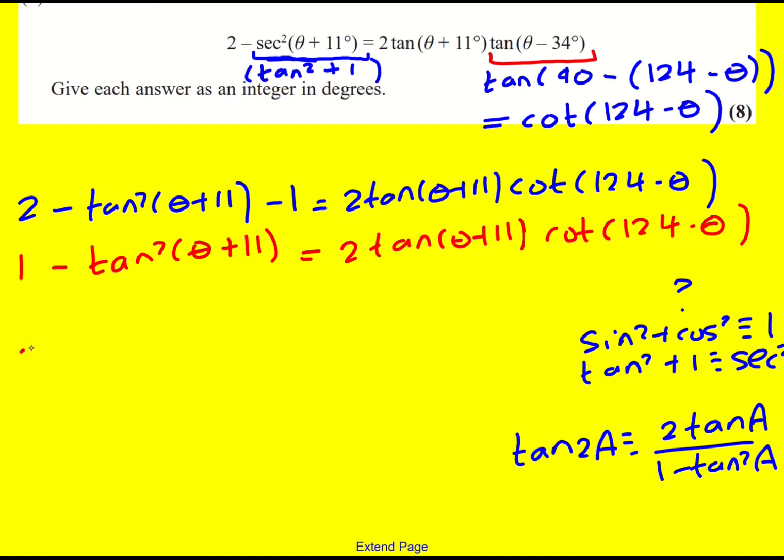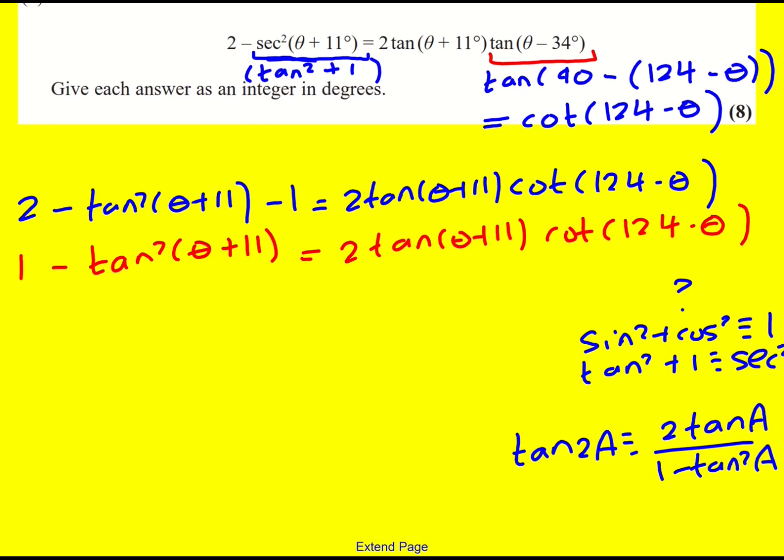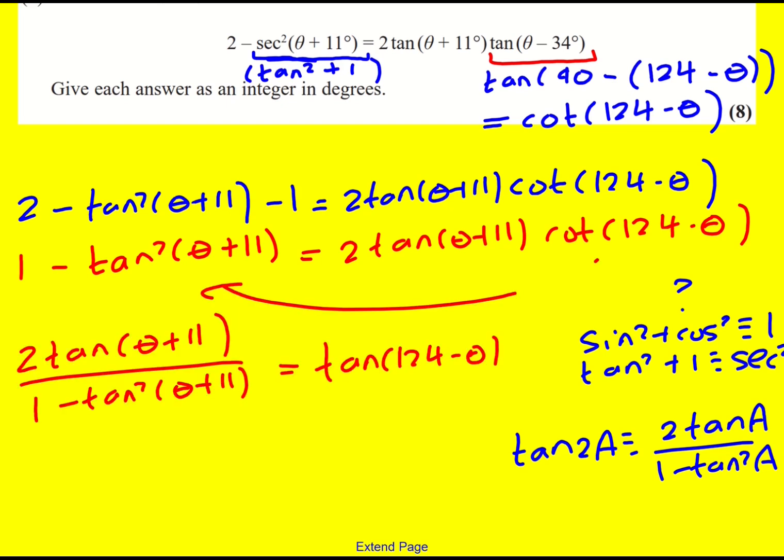I'm going to get 2 tan of, in this case, theta plus 11, that is my a, divided by 1 minus tan squared theta plus 11. And that is going to equal tan of 124 minus theta, because I've timesed through by tan of 124 minus theta over to the other side. Now it makes sense why we've used this, because everything is in terms of tan.